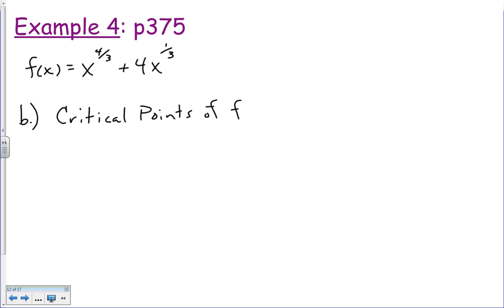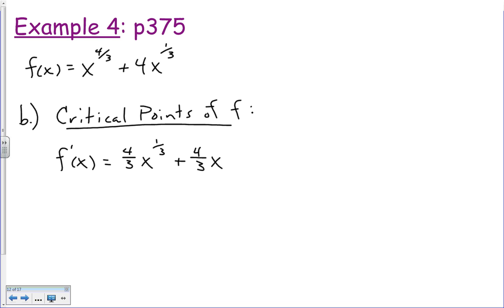To find the critical points of a function, you find where the derivative of that function is 0 or undefined. So I've got to find f prime of x. So f prime of x is equal to 4/3 x to the 1/3, use your power rule here, plus 4 times 1/3 is 4/3 x to the negative 2/3. And again, the critical points of f are where f prime is equal to 0 or undefined. Don't forget the undefined part. That's the part that's forgotten.